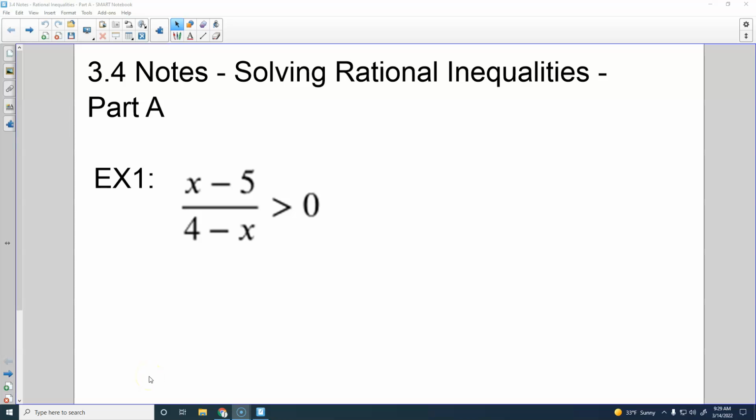So, we're going to talk today about solving rational inequalities, which is going to be different than solving the equations that we have already looked at in a few ways. Whenever we were solving equations, I'm going to just write this over here to the side. Like if I had x minus 5 over 4 minus x equals 0.